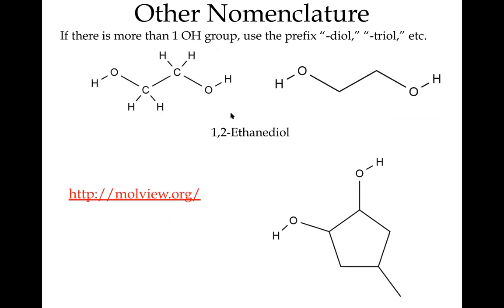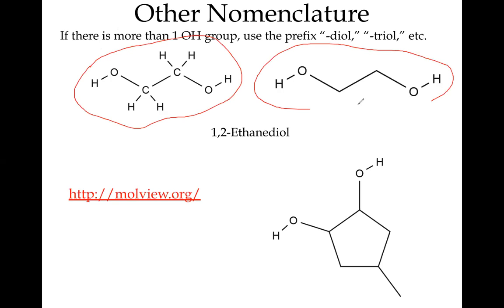So what would this look like? What happens if we have more than one alcohol group? Well, then we do di or tri or tetra, okay? So for a molecule like this one above here, this is the same as this. The one on the left is condensed. The one on the right is a skeletal structure, but we would write this as 1,2-ethane diol. Let's break that down.